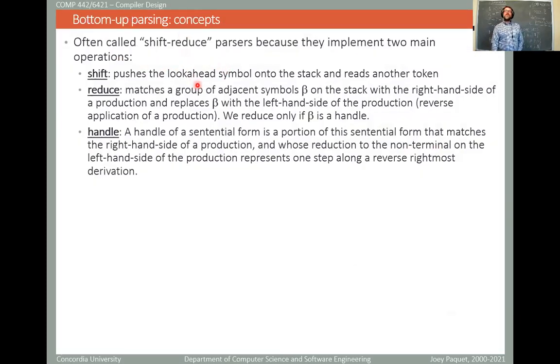So what other concepts? The bottom-up parsing or LR parsing family is often called shift-reduce parsers. Why? Because they are actually doing two operations. Depending on the situation, it will either do a shift operation or a reduce operation. Now, what is a shift operation? A shift operation will push the look-ahead symbol onto the stack and read another token. So you may recognize there the match function that we actually had in LL(1) parsing.